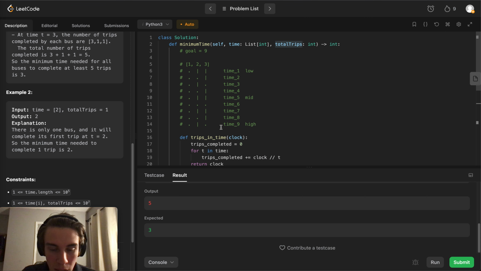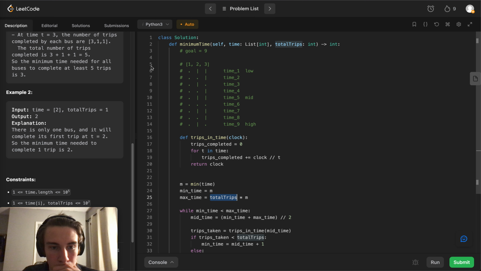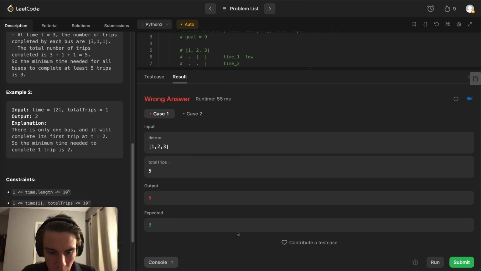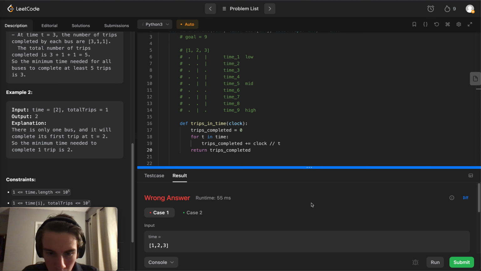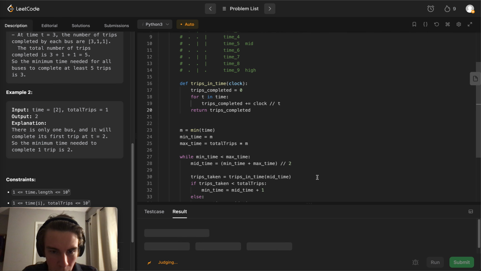Total number of trips is the total number of trips times the smallest. Okay, so let's think about how I'm doing this. I'm returning the completely wrong value here. I don't know why that would happen. So one more time. Okay, hopefully this is correct.